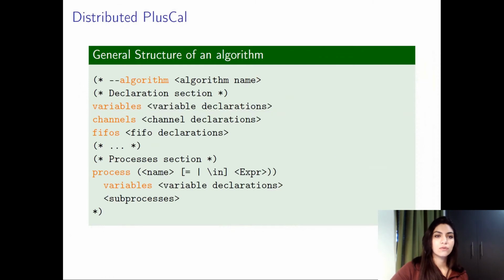Here we can see the general structure of a distributed PlusCal algorithm. It resembles the general structure of a PlusCal algorithm. The differences can be seen here, where you can define channels to represent unordered channels. You can define FIFOs like we have seen in our example. And here, instead of giving the process one body, you can actually give it multiple subprocesses.